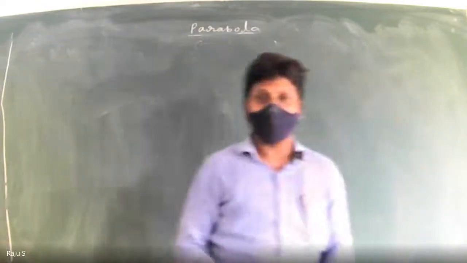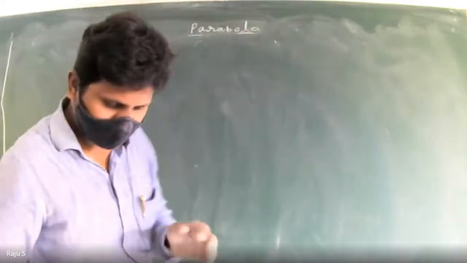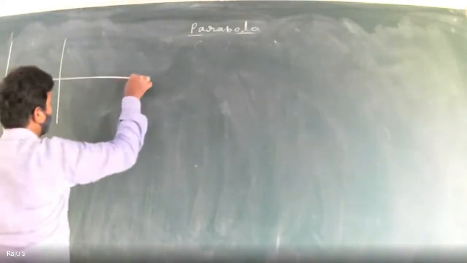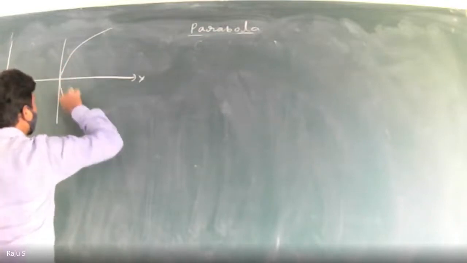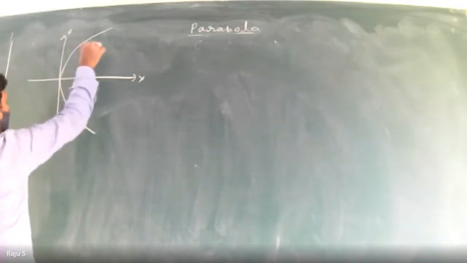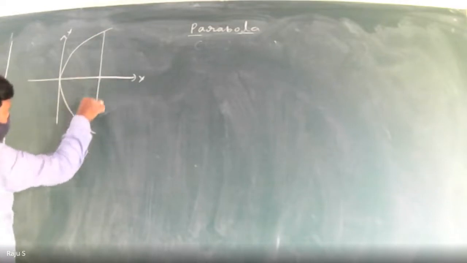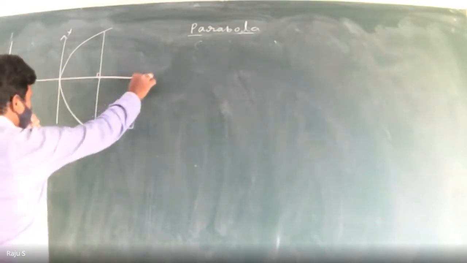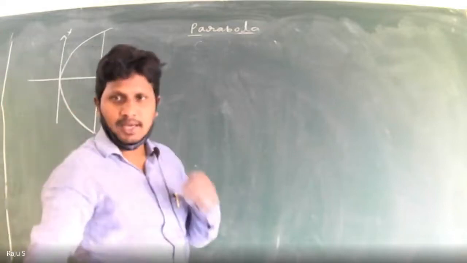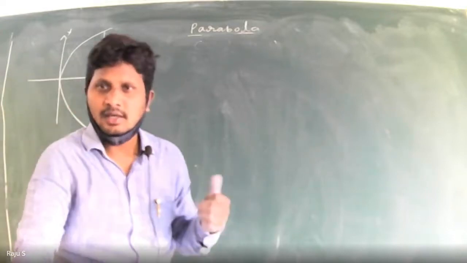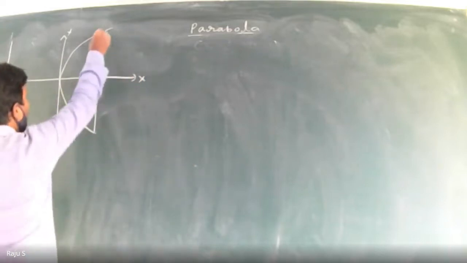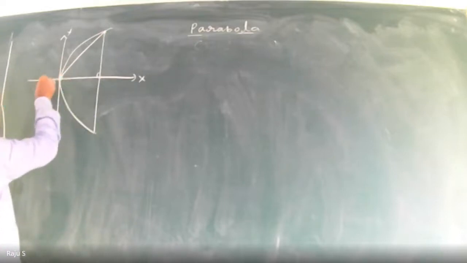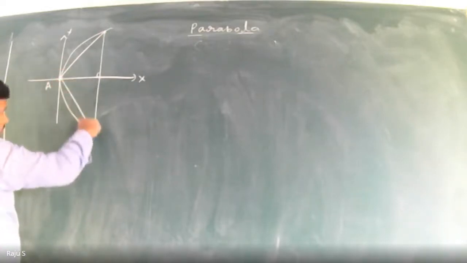the chord which is perpendicular to the axis of the parabola. A double ordinate is perpendicular to the axis of the parabola, that is called a double ordinate. So after drawing the double ordinate, we have to subtend the angle at the vertex. This is the vertex A, right?